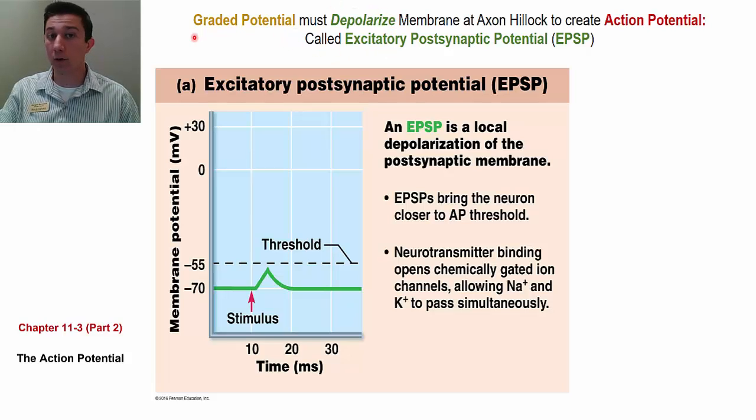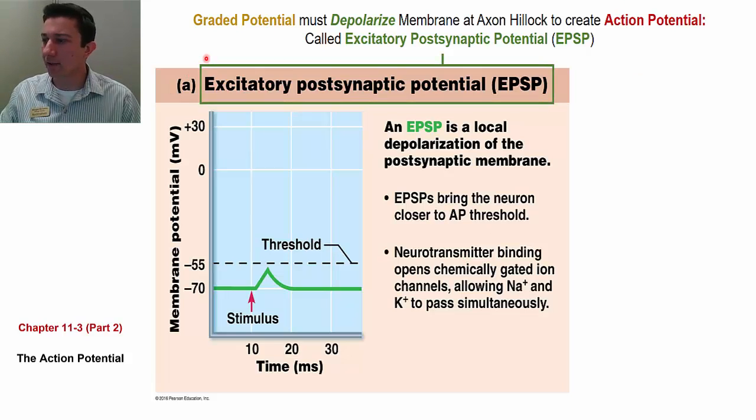So a graded potential that depolarizes our membrane towards threshold, or brings our membrane voltage closer to threshold, is called an excitatory postsynaptic potential. So this is a very specific term for a graded potential. Okay. So a graded potential that depolarizes our membrane closer to threshold is going to be called an excitatory postsynaptic potential, or EPSP. And so we can see that in our graph here.